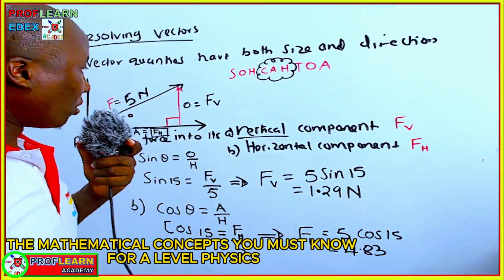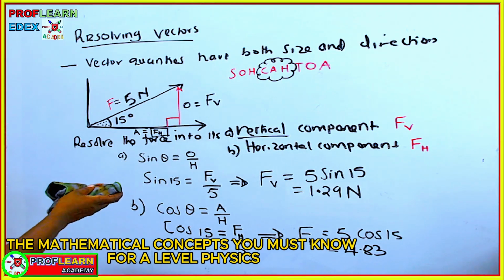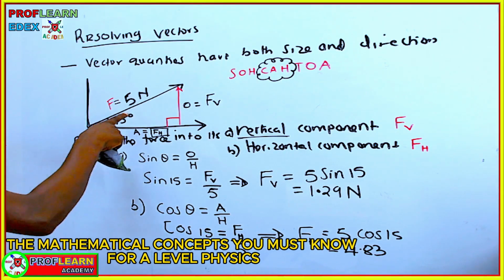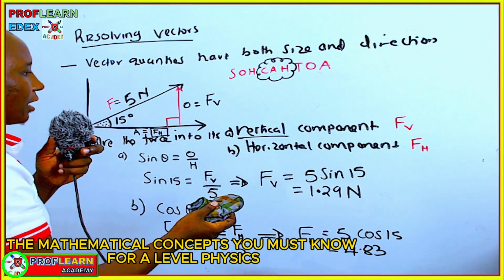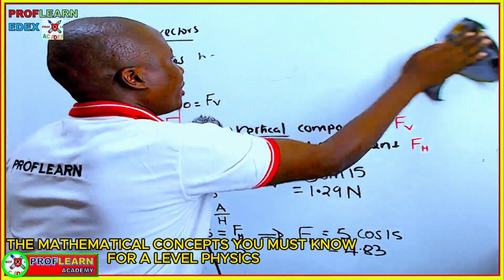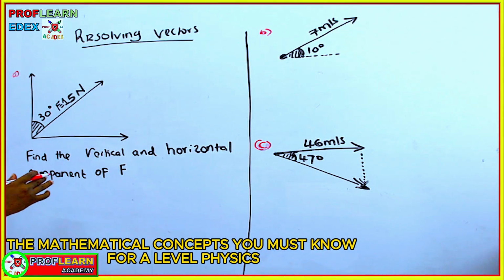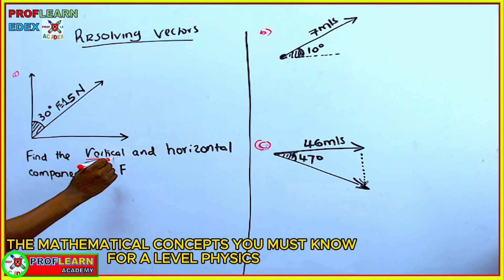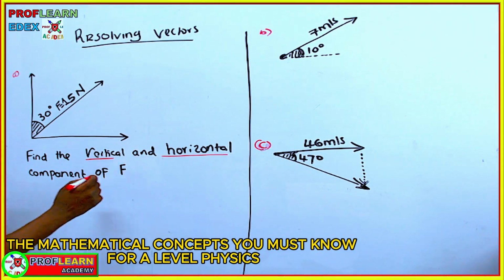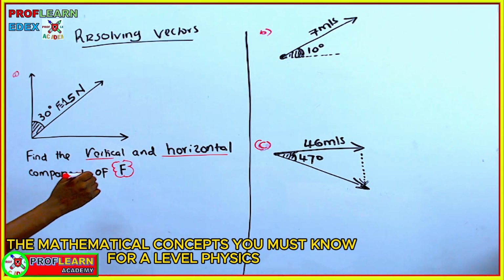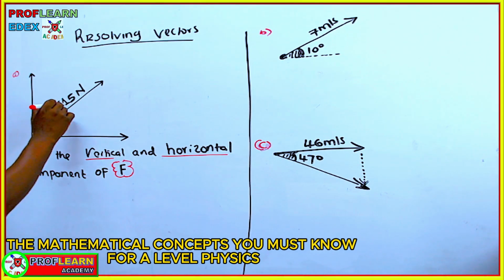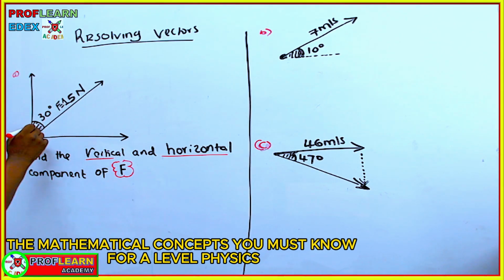Now we can look at another scenario. If we are given a different angle, we are supposed to resolve this vector so that we can state, for instance in part A, the vertical component and the horizontal component of the force F that we're given here. The force F is 15 newtons at an angle of 30 degrees to the vertical.